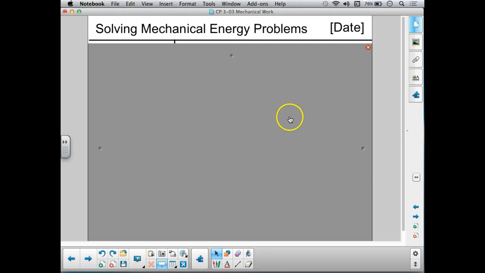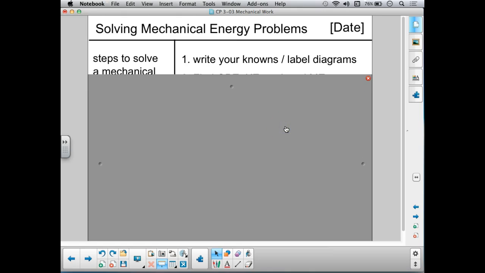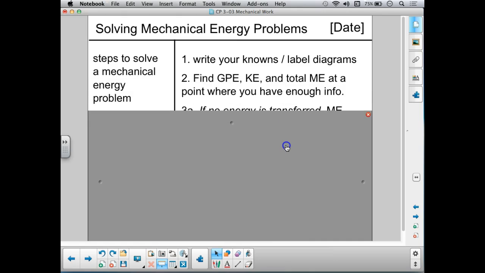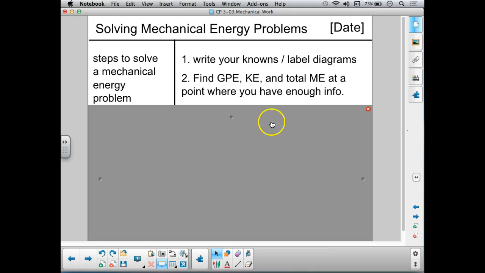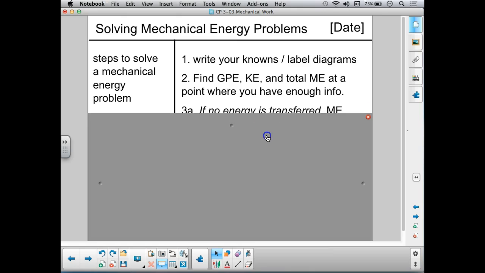Okay, now I'm going to give you some steps to solve mechanical energy problems. So step one, of course, every time, is you want to write your knowns and label your diagrams, as we've done in previous problem solving. That is always got to be step one. Step two, find the total energy state. That means find all the energies, GPE, KE, and total ME, at a point where you have enough information. There's usually at least one point where you can find all of the energies of whatever object is in question.